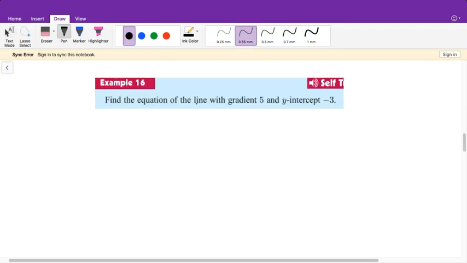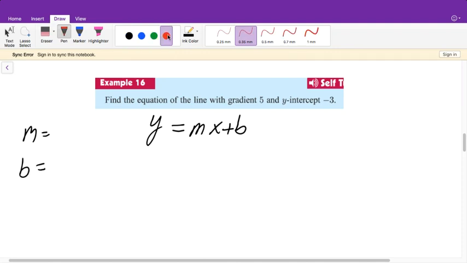Find the equation of a line with a gradient 5 and y-intercept -3. Remember, the equation that we're always going to solve for is our slope-intercept. We need to solve for what our slope is equal to and what our b, or y-intercept, is equal to. It flat out tells me that my gradient is 5, so I know my m is equal to 5. And it tells me that my y-intercept is -3, so my b is -3.